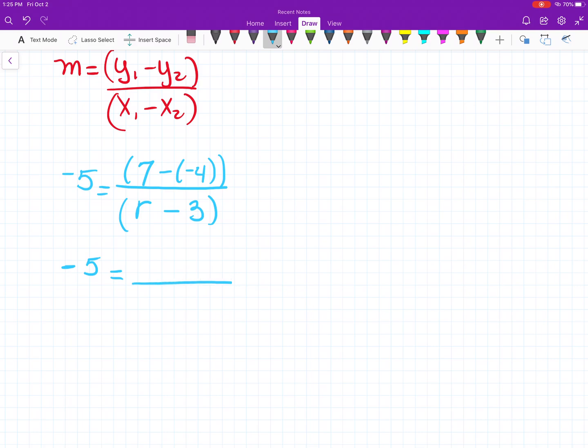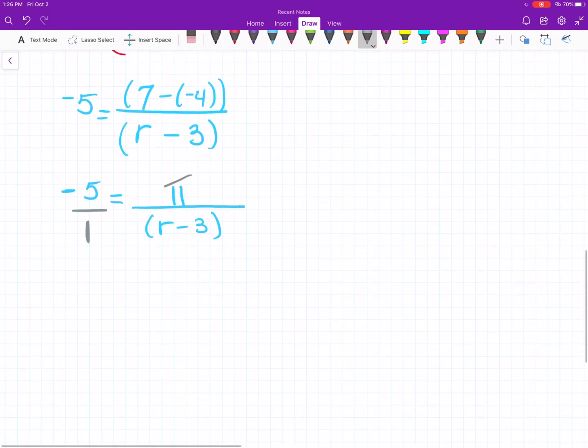Equals 7 minus -4, which is the same as 7 plus 4. So that's 11. And then r minus 3, there's nothing to simplify. Oh no, can I cross multiply? What do I need to do here in order to cross multiply? What's the denominator on -5? It's 1. Can I cross multiply now? Absolutely. 11 times 1 is 11.